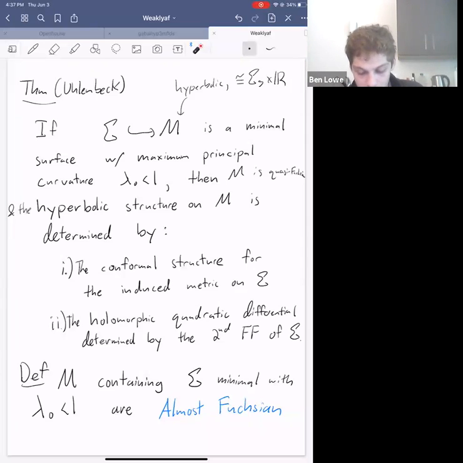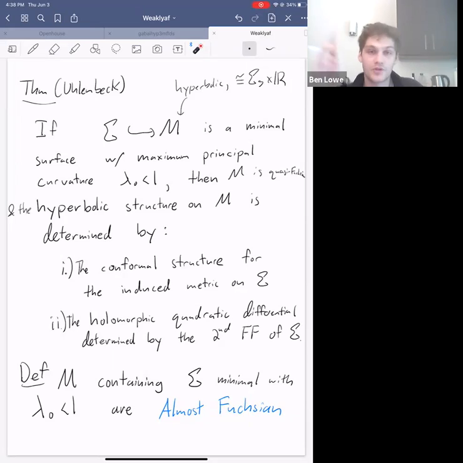So that's basically what principal curvatures are telling you. And if they're small relative to the ambient curvatures, that's the hypothesis for this Uhlenbeck theorem. Then the first thing you know is that M actually has to be Quasi-Fuchsian. It's not doubly degenerate or something. It has to have this nice structure. And moreover, you can recover the hyperbolic structure on M just by looking at the conformal structure on the minimal surface and its induced metric, right? So the uniformization theorem says that any metric you put on a closed surface, there's always some hyperbolic metric that is in the same conformal class.